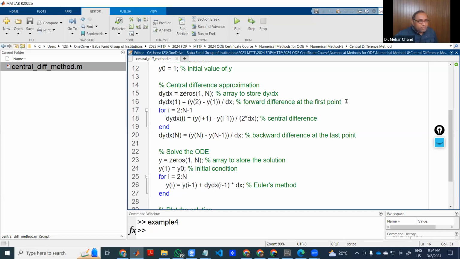By using the forward difference at the first point, then we have the central difference, dy/dx at xi is equal to (yi+1 minus yi-1) upon 2h or 2 dx. Then you again get dy upon dx by using the backward difference at the last point. So this is for the first point, this is for the last point, and these are the mid values.